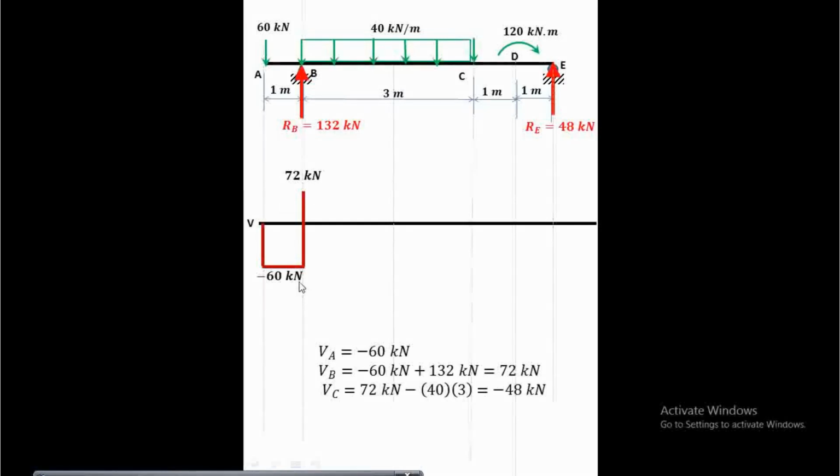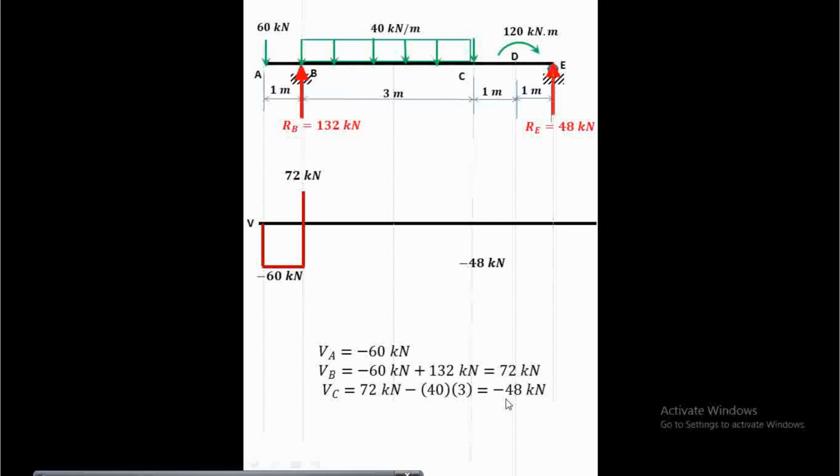Okay? Next, punta tayo kay shear at point C. Nag-end ako kay 72. Itong 40 kilonewton per meter, this is a uniformly distributed load and pababa siya. Since ang direction ni arrow is pababa, so minus. Kukunin ko ngayon yung area nitong uniformly distributed load. That is 40 times 3. Ngayon kay VC, I'll start with 72 kilonewtons minus 40 times 3, that is equal to negative 48 kilonewtons.